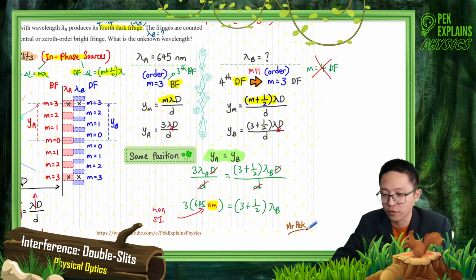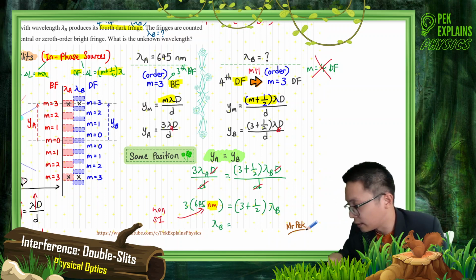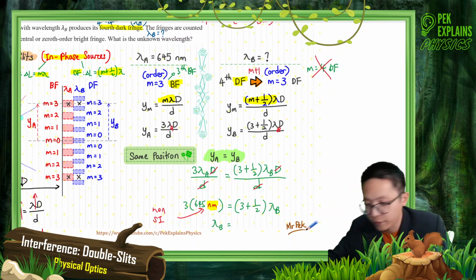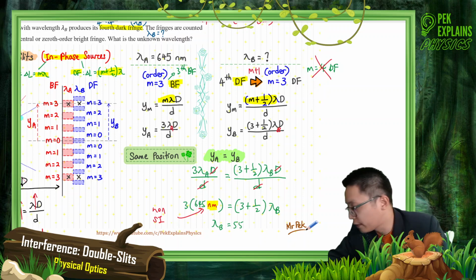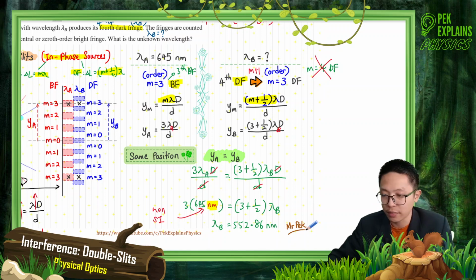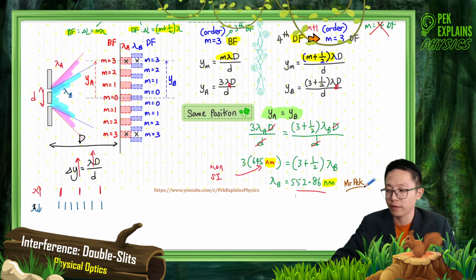So what's the final answer for lambda B? What's the answer? So my lambda B, I get it is 552.86 nanometer. Also nanometer. Don't write in meter. Understand? That's the answer for lambda B. Really it is much smaller wavelength. The fringes will be closer to each other.